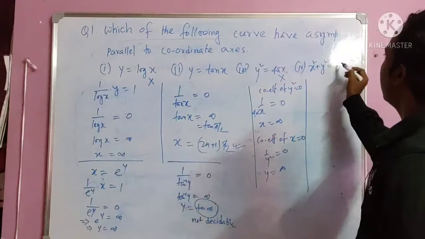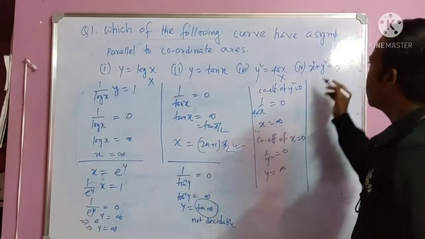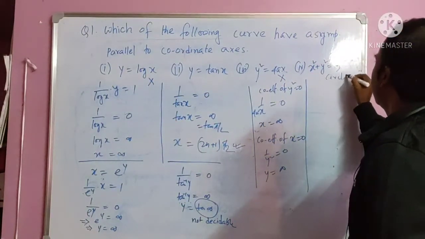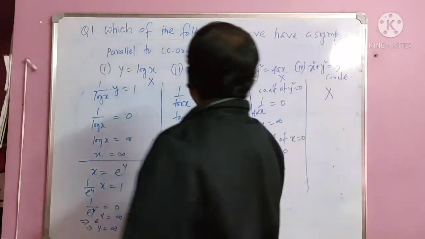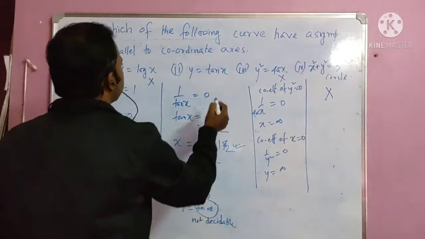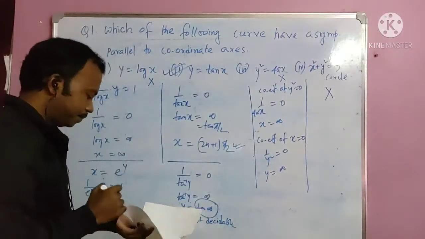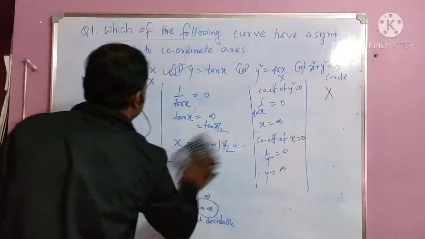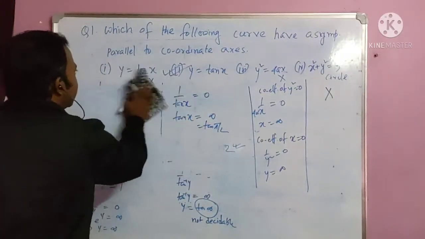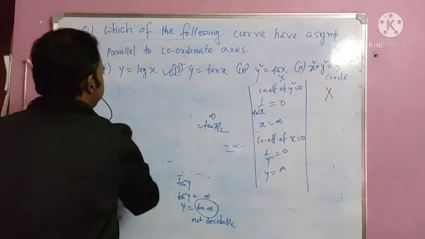In a similar way, look at the 4th. This is a circle, a finite region. So of course it can't have asymptotes. 2 is the correct option. Okay, let's take another one.